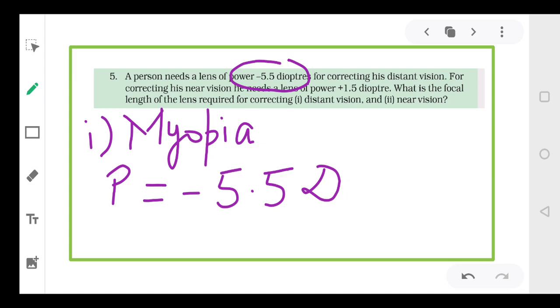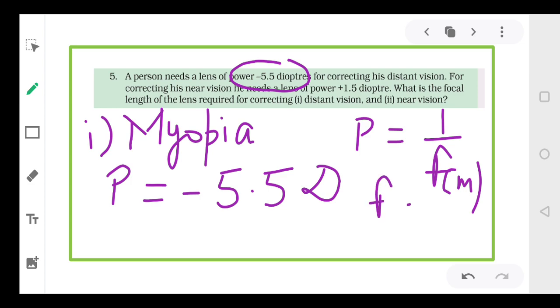Very good. Yes, P is equal to 1 upon F, right? Yes, everyone, you are right. The formula that you are telling me is correct. So P is equal to 1 upon F, and this F should be in meters. Now here we have been given power, so we have to calculate F. So we can reverse the formula. We will have F is equal to 1 by P.